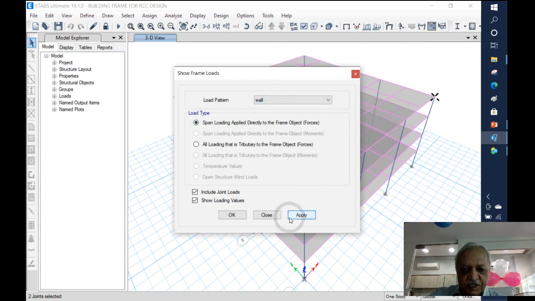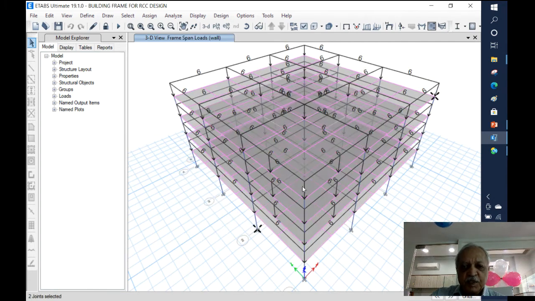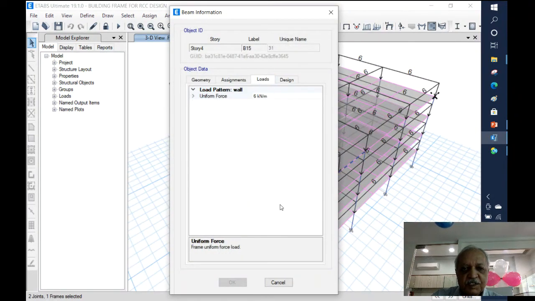Okay, so we say that for the given structure, now you have applied this wall load. So we can see that you have got this wall load applied on the given beam. If I try to see the loads which I am considering, I have considered this 6 kilonewton per meter as the wall load.